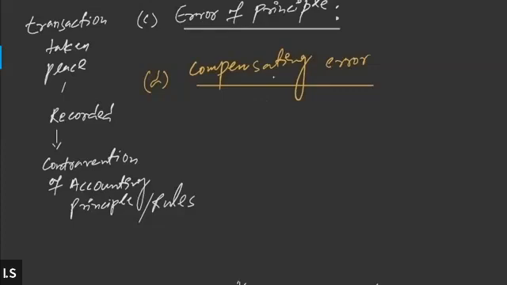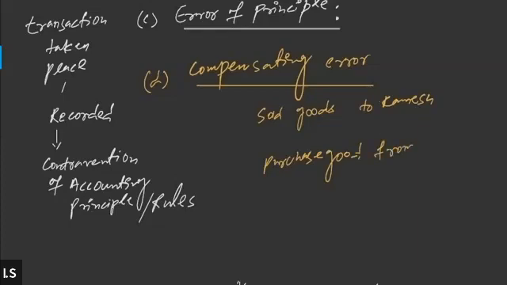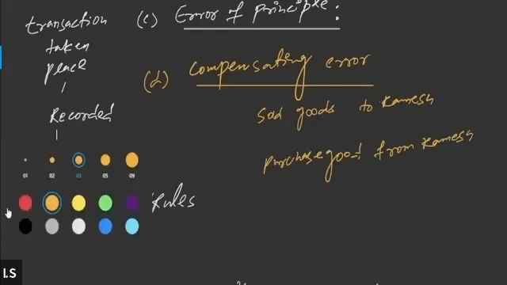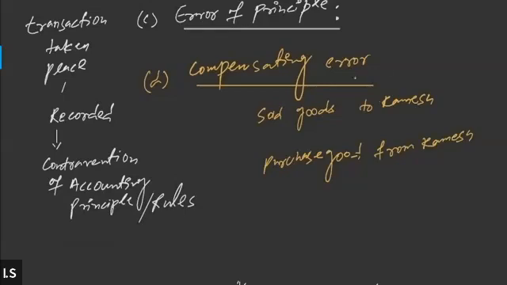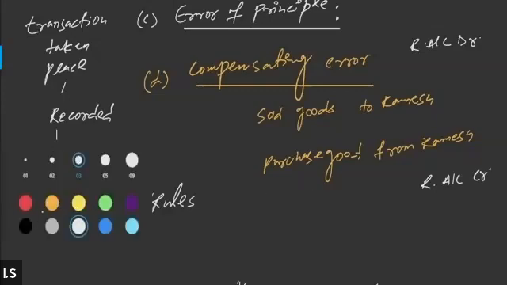Let me give you an example. For example, we have sold goods to Ramesh on credit, and we have also purchased goods from Ramesh on credit, right? So when you sell goods to Ramesh on credit, the general entry will be Ramesh account debit. Ramesh account should be debited. And when you buy goods from Ramesh on credit, the general entry will be purchase account debit to Ramesh. So that means this time Ramesh account should be credited. This is the correct general entry.